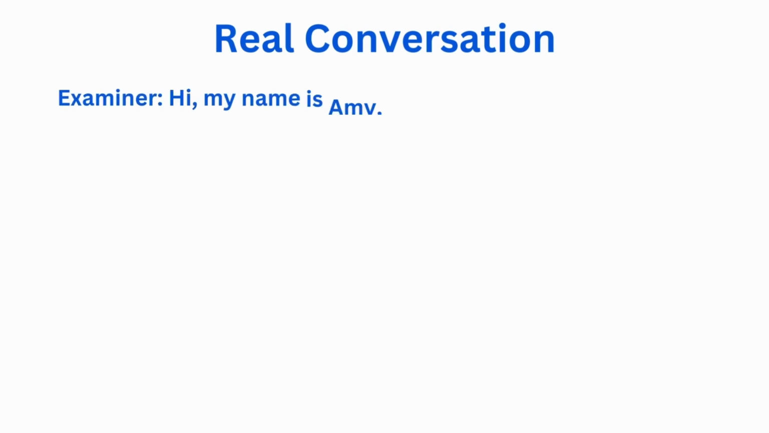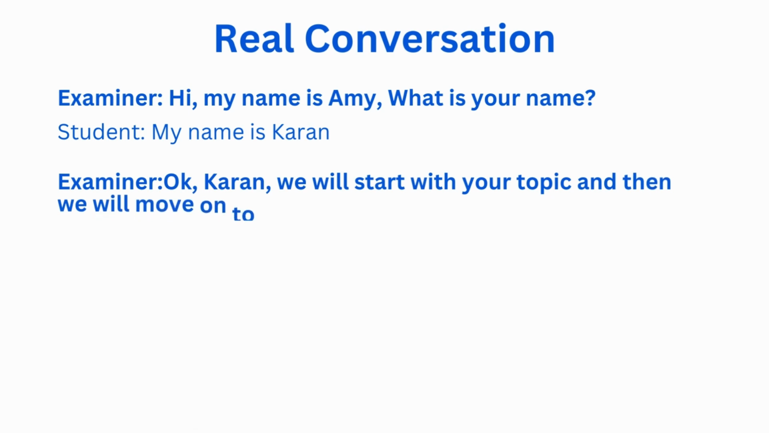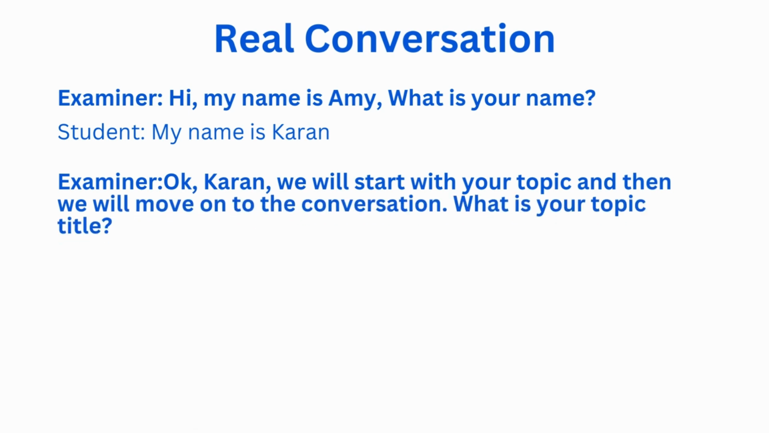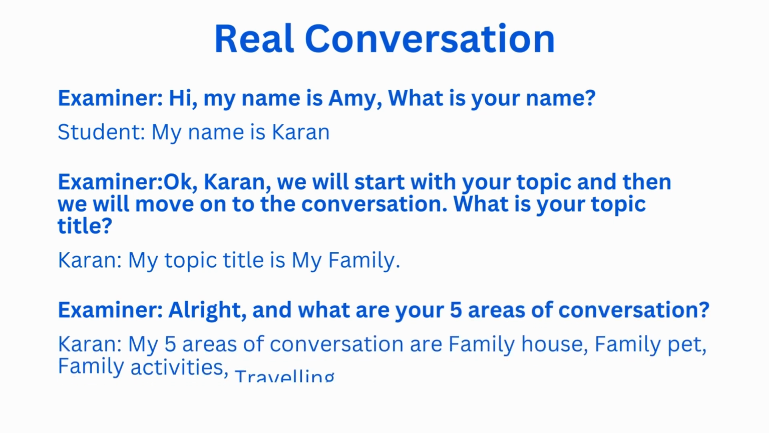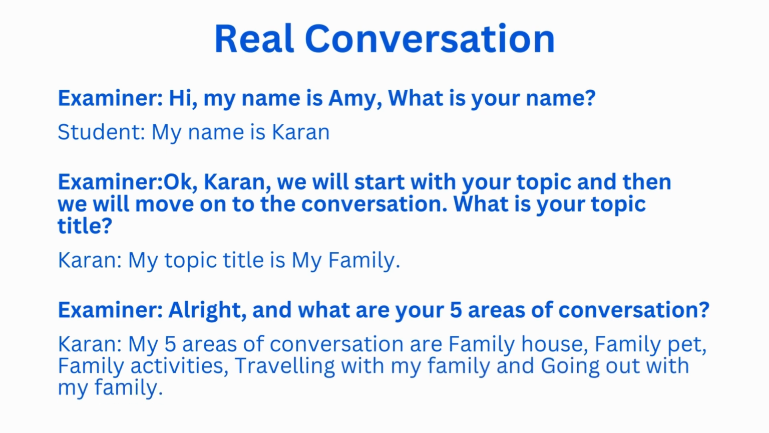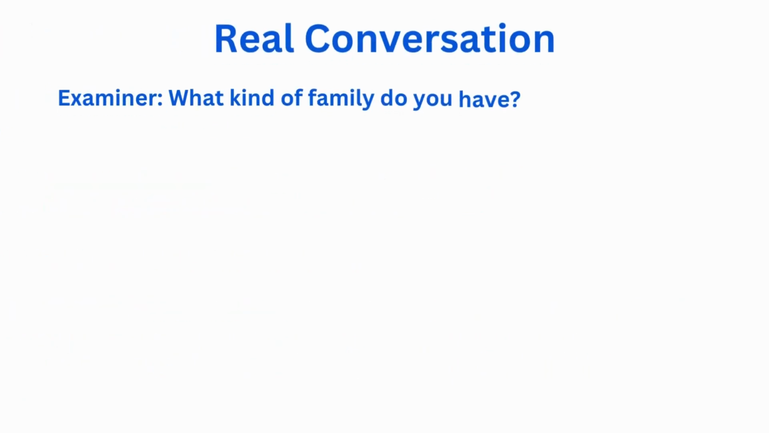Hi, my name is Amy. What is your name? My name is Karen. Okay, Karen, we will start with your topic and then we will move on to the conversation. What is your topic title? My topic title is My Family. All right, and what are your 5 areas of conversation? My 5 areas of conversation are family house, family pet, family activities, traveling with my family, and going out with my family.